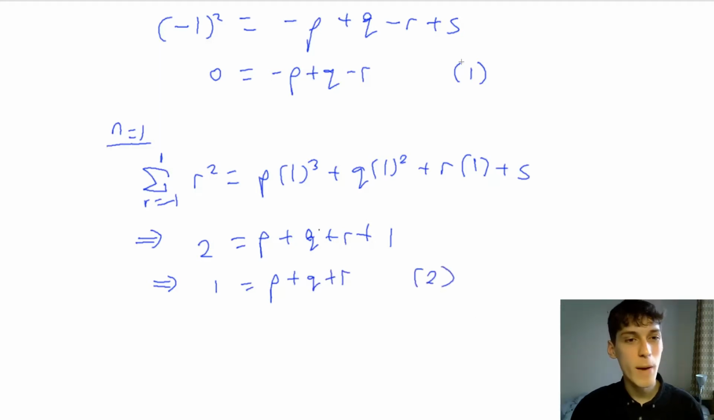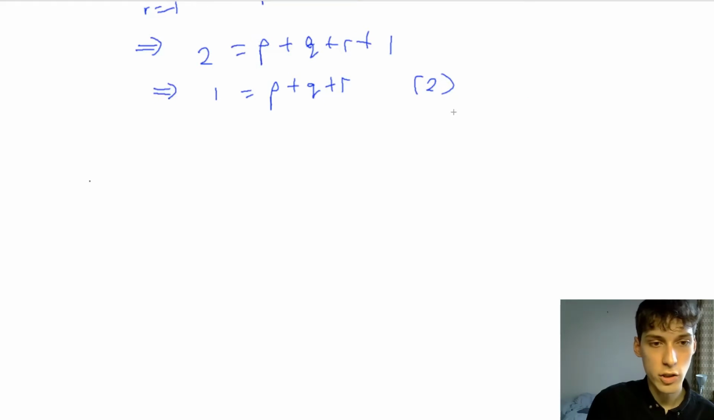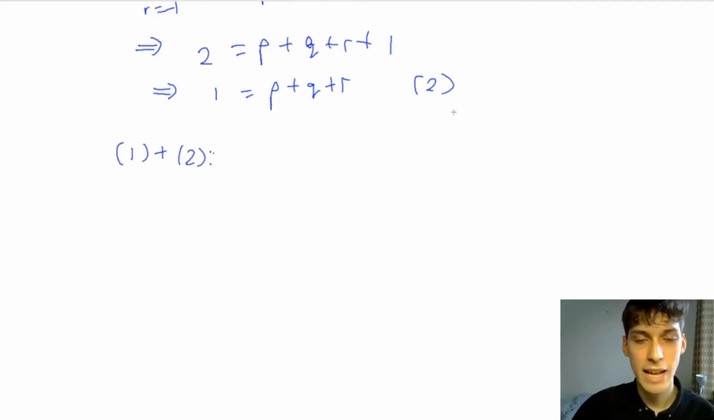Now, before we do n is equal to 2, I've noticed that we can add equations 1 and 2 to cancel out the p and the r. So just as you would with simultaneous equations, when you add them together to try to cancel out the variables and get an equation in just one of the variables, we're going to do this to get an equation for q. So we can do equation 1 plus equation 2. And let's see what that gives us.